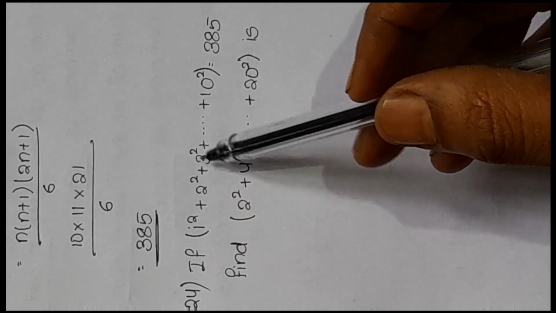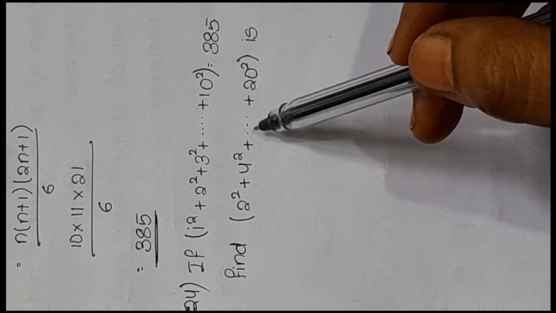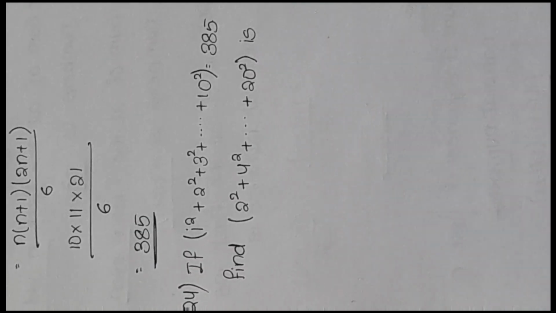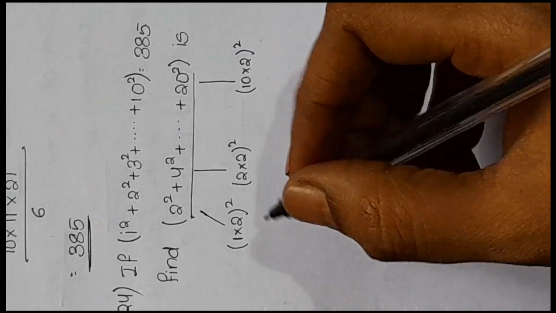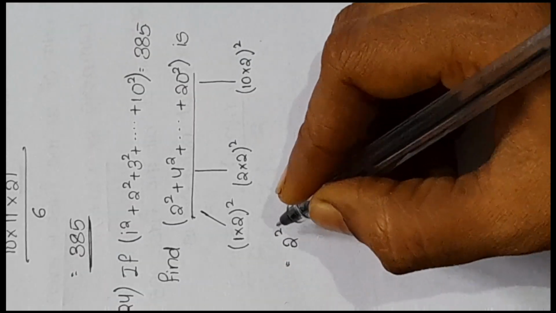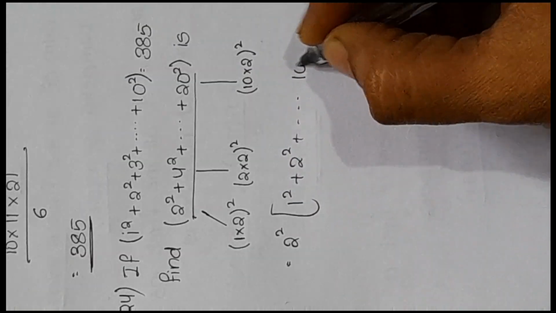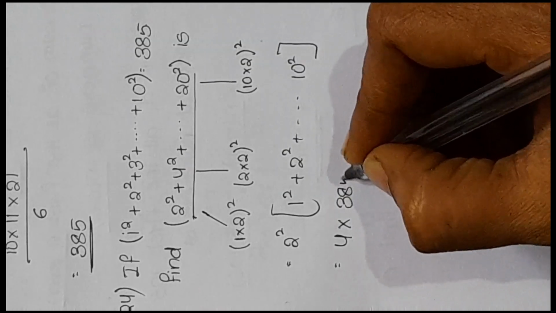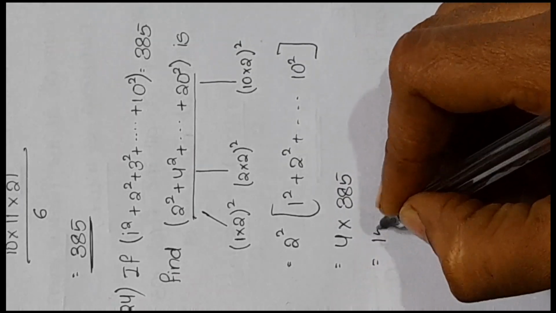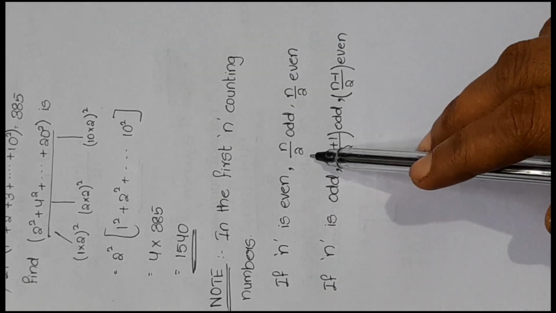If 1 square plus 2 square plus 3 square and so on till 10 square is equal to 385, find the value of 2 square plus 4 square and so on till 20 square. Now we can write this as 1 into 2 whole square, 2 into 2 whole square, and 20 can be written as 10 into 2 whole square. Take 2 square common out, 2 square into 1 square plus 2 square plus so on till 10 square. The value of this is given. So 2 square is 4 into 385, which is equal to 1540.